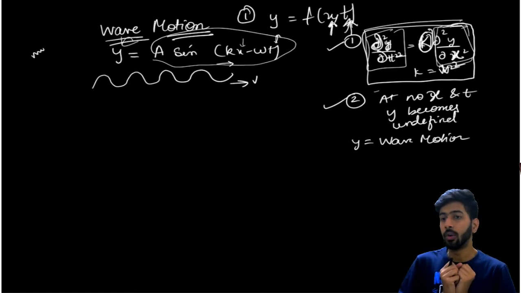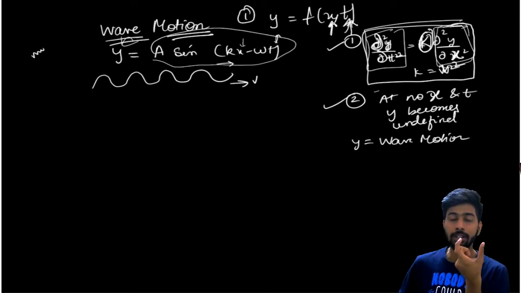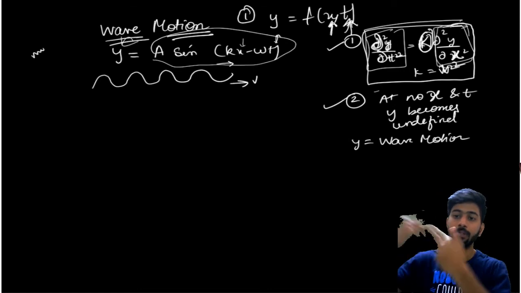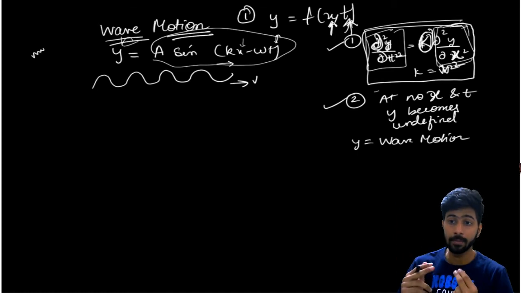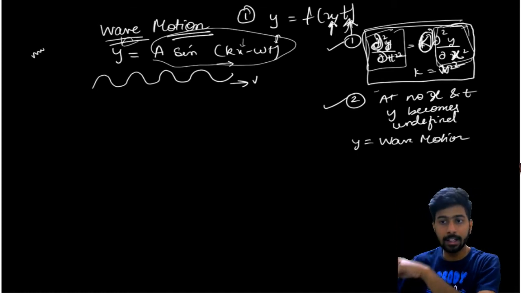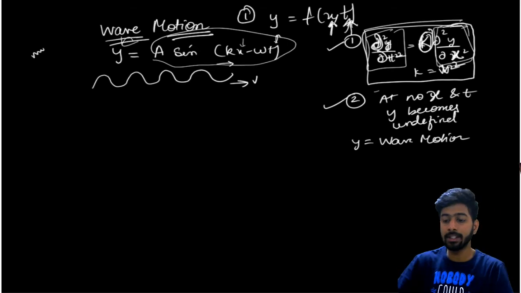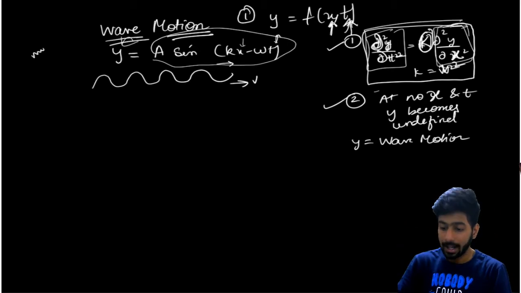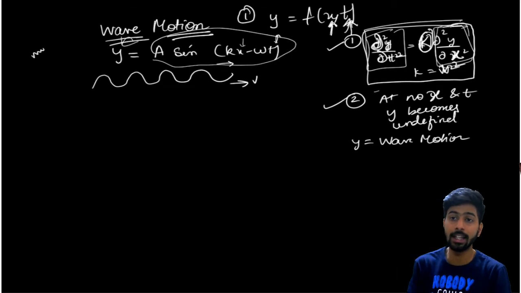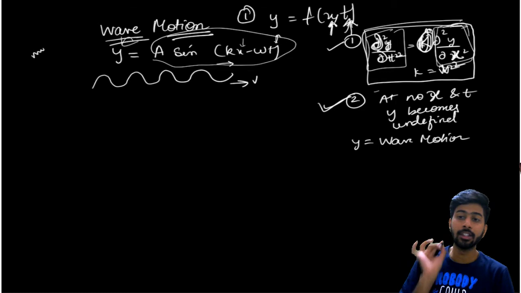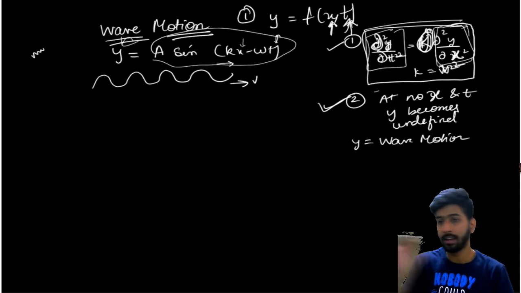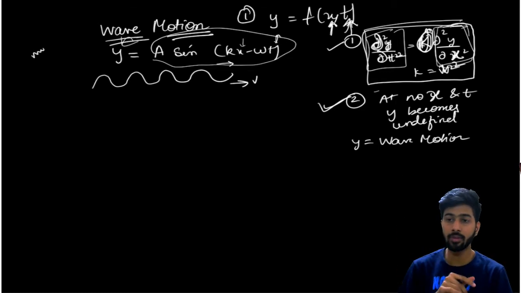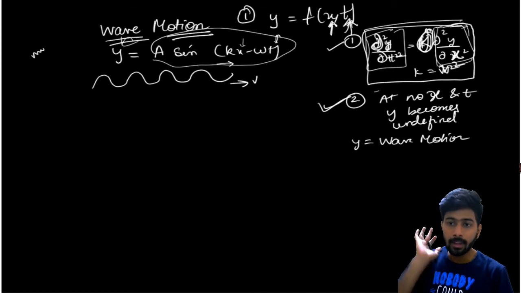So now I've told you that you've got an equation, y is equal to something. You have to differentiate that twice with respect to t, then twice with respect to x, keeping t constant, and then they should relate by some constant k, and that k is your v square. This has to be obeyed, and the second condition is that at no x and t does y become undefined. Undefined means infinity, obviously. If these two are ensured, that equation represents your wave motion, right? So this is done.